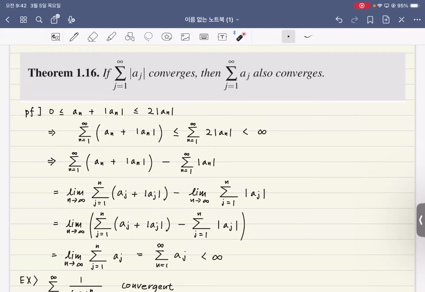Just one more thing to add. Obviously the converse of the statement is not true, right? Because there is a series that contains both positive and negative terms and which is convergent, but when you take the absolute value of the series, that may not be convergent. There is such a series, and today we are going to talk about that.